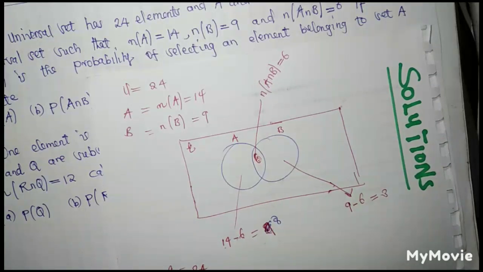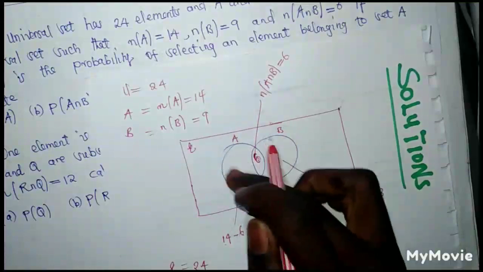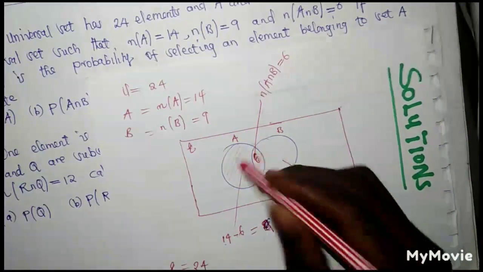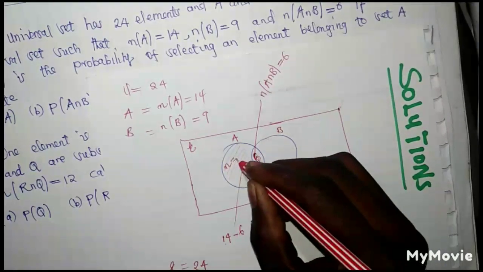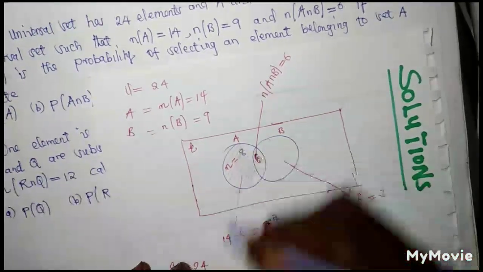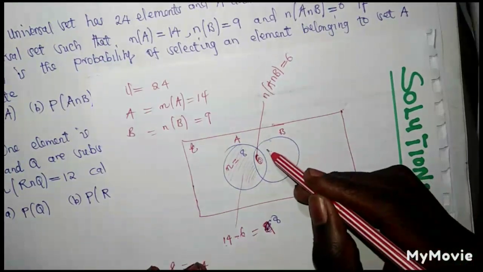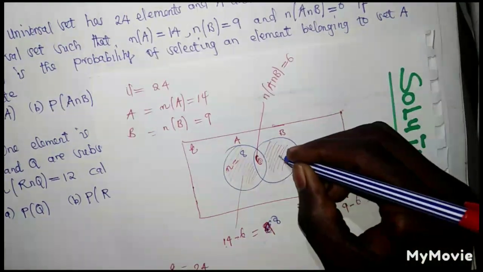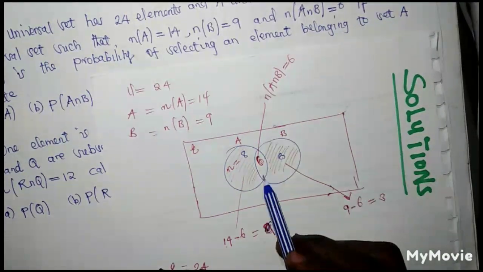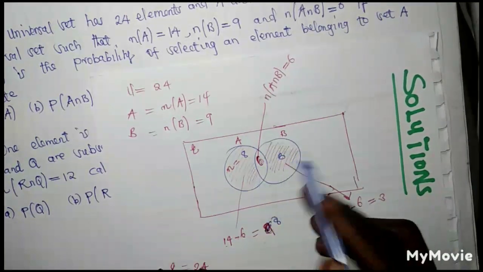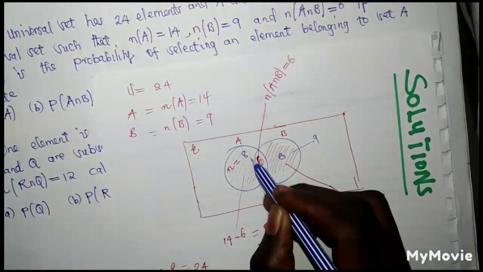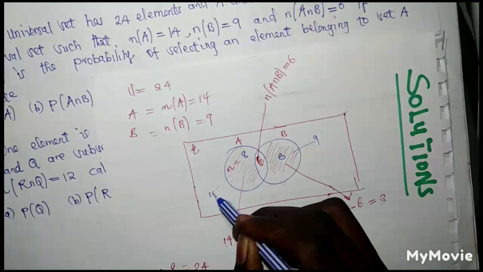So what this means is that the number of elements in just this part of the area is equal to 8, and in this area the number is equal to 3, so that when we add this and this, the whole of this, it gives us 9, and when we add this, the whole of this, it gives us 14.